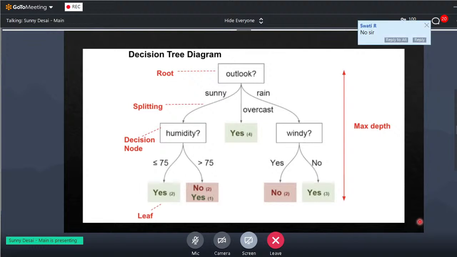Not possible. Very good. Why not possible? Swati, Shreya, Nirmala, why not possible? No mutually exclusive weather, no output. No, mutually exclusive weather. Yes, very good, Shreya. It is mutually exclusive events.